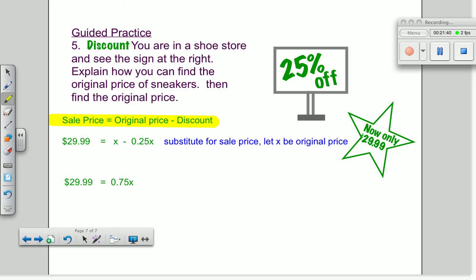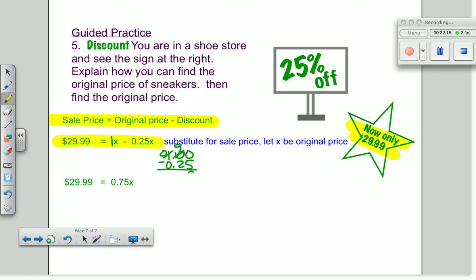By the way, you have this over here also, so we know they're $29.99, right? So the sale price is $29.99. The original price we don't know, that's what we're trying to find out, so that's X. And the discount is 25% of the original price, which is 0.25X. So we can combine our X's here. Remember, there's an invisible 1 in front of this X, right? So what's 1 minus 0.25?